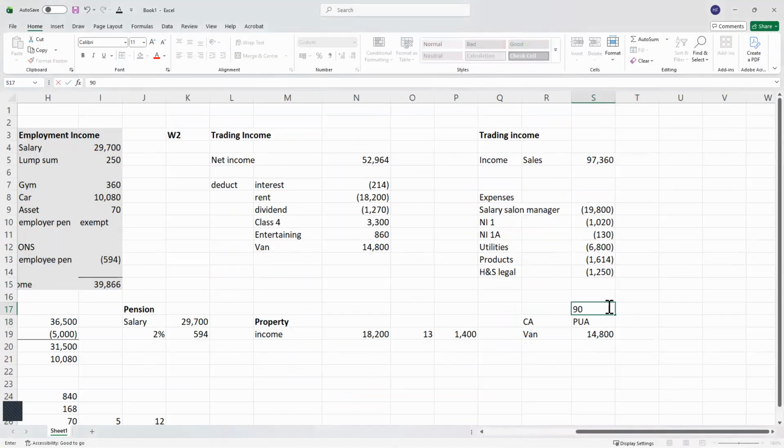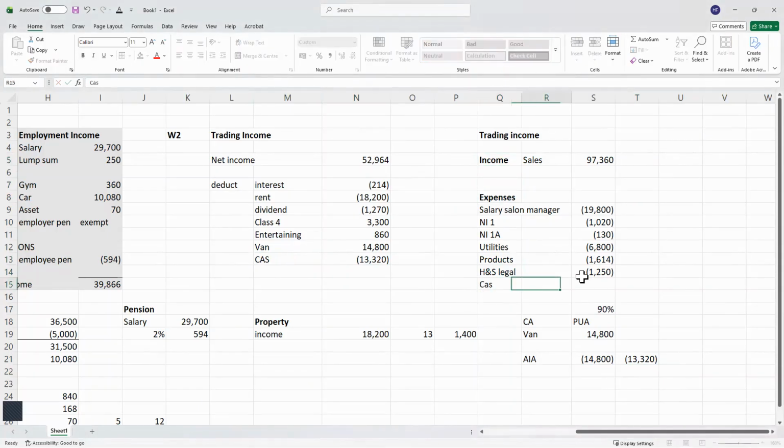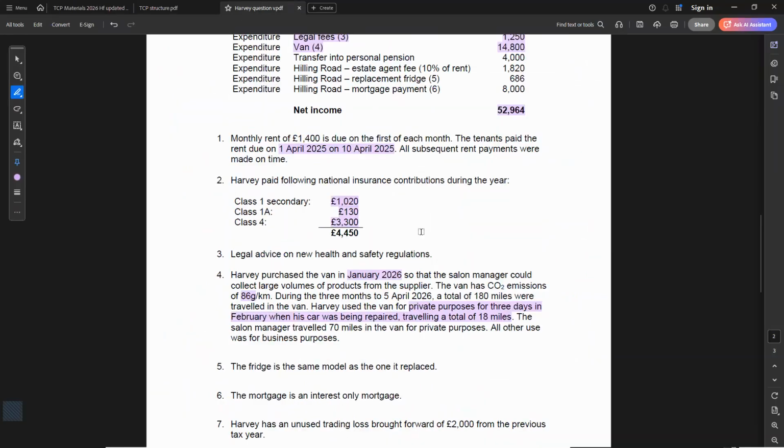So we're going to have the allowances available at 90%. So the AIA would be available of the total amount, but then the actual allowances available would be the 14,800 times 90%. So capital allowances available would be 13,320. If we're looking at the income and expenses, then we know we need to deduct the capital allowances as an expense. So the same amount would be deductible here, which is 13,320. And we can then move on to the next piece of information.